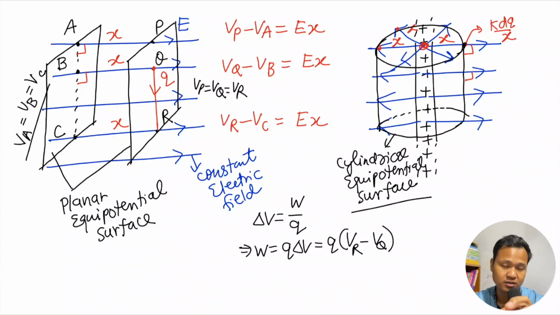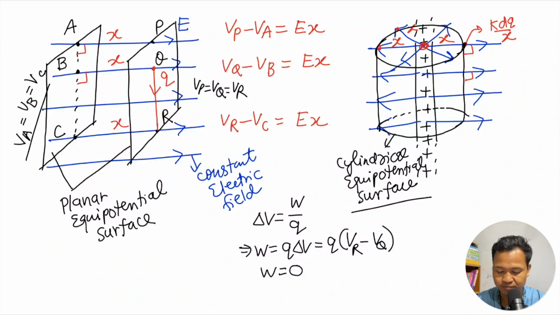Okay, potential is the same at all points on an equipotential surface. So if they are the same, if you subtract them, you get 0. That means total work done becomes 0. So work done on moving a charge from one point to another point on an equipotential surface is 0.